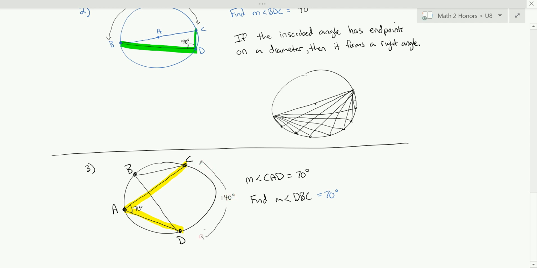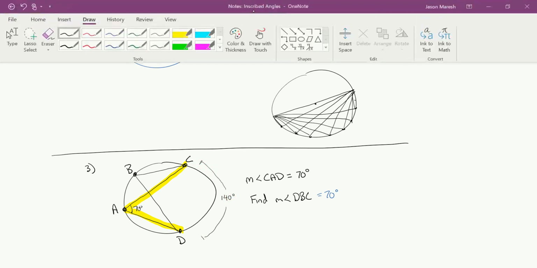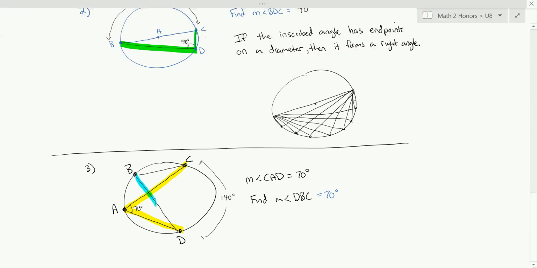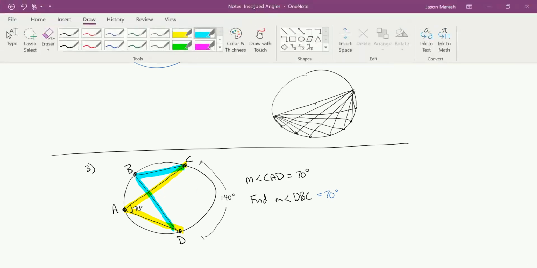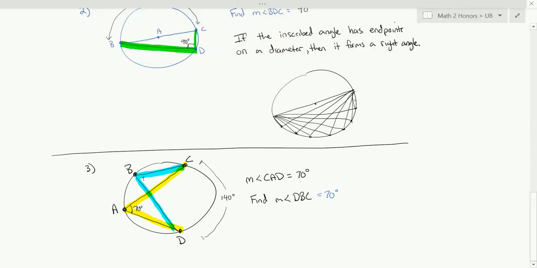And then if we look at the other angle, it's also an inscribed angle, and it also intercepts the same arc. So it's going to be half of 140, which is also 70. Okay. What can you say about these two triangles? They're congruent. Why? I heard congruent first. So why are they congruent?